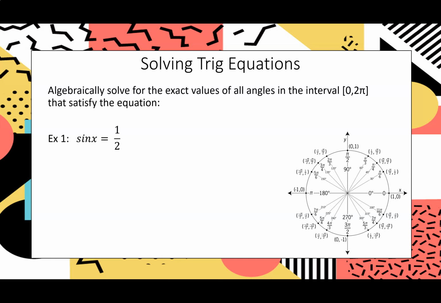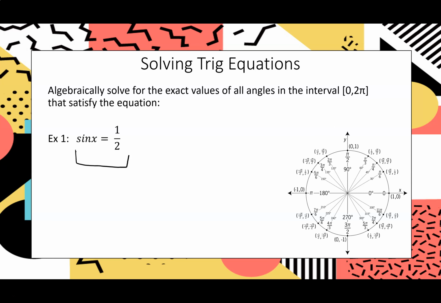Anyway, here we're going to solve some trig equations. We're going to algebraically solve for the exact values of all angles in the interval 0 to 2 pi that satisfy the equation. Please remember that when we're doing our unit circle here, the first coordinate stands for cosine and the second coordinate stands for sine. So this problem is basically asking you to find when sine is a half.